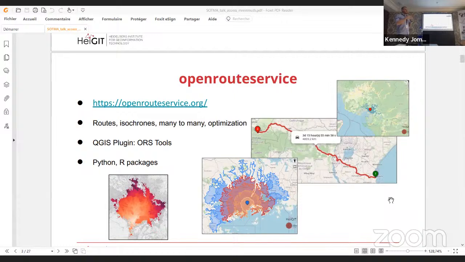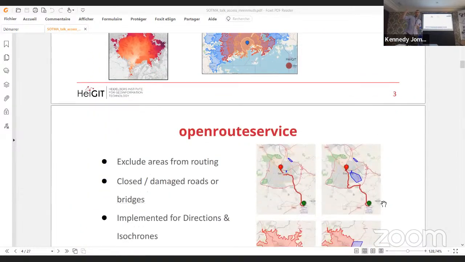You can interact with openrouteservice via the online website, but there's also a QGIS tool. The routes you get back, like these line geometries, or isochrones, which are polygons, can be used in your analysis workflow, in QGIS but also in Python or in R. Next slide, please.